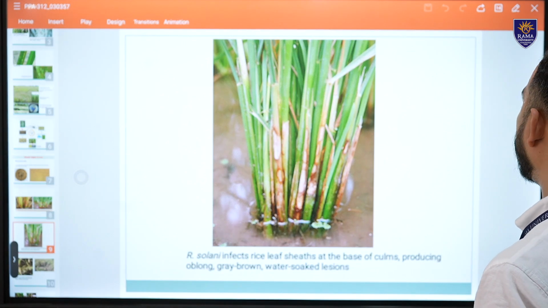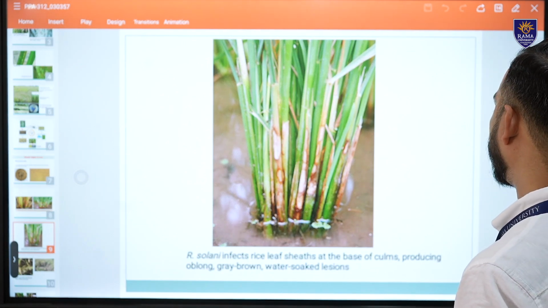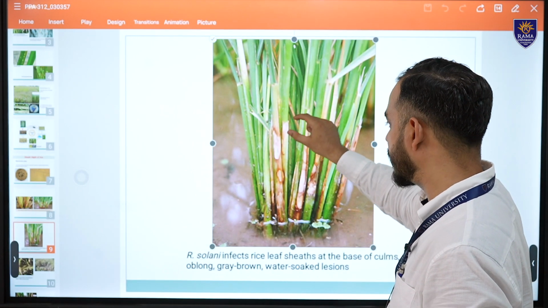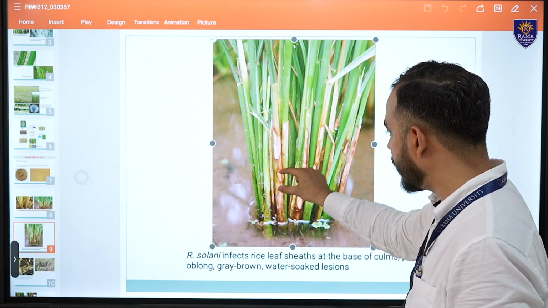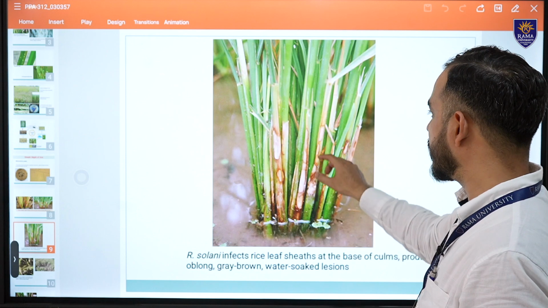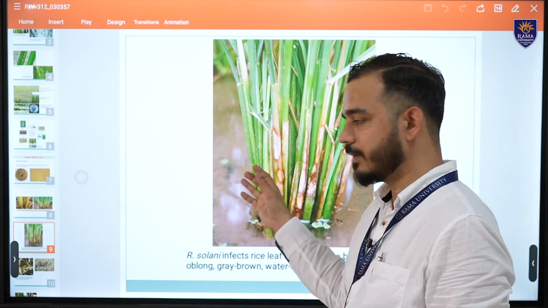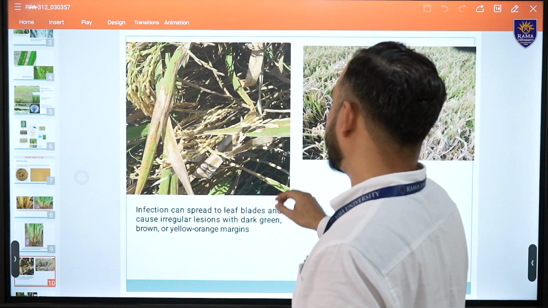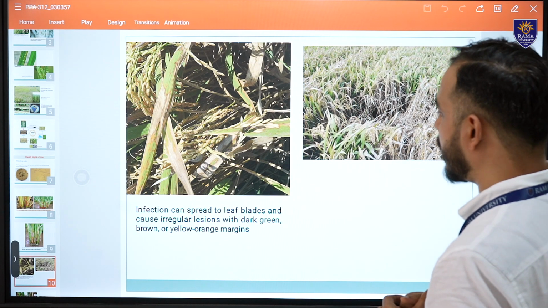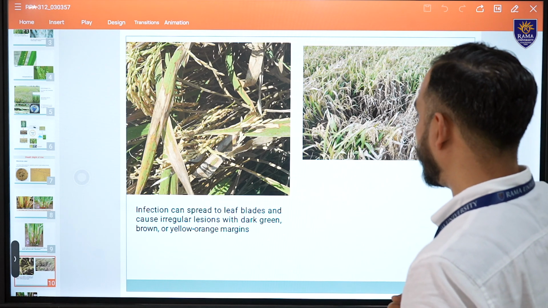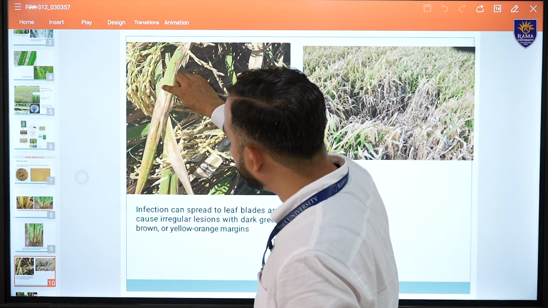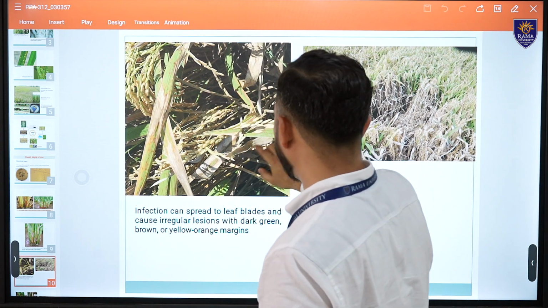Rhizoctonia solani infected rice leaf sheath at the base of the culms, producing oblong grey water-soaked lesions on the sheath of the rice plant. Infection can spread to the leaf blade also, and cause irregular lesions with dark green, brown or yellow-orange margins. Here you can see in the picture all the leaf blades are infected, and the margins are brown or orange in color.